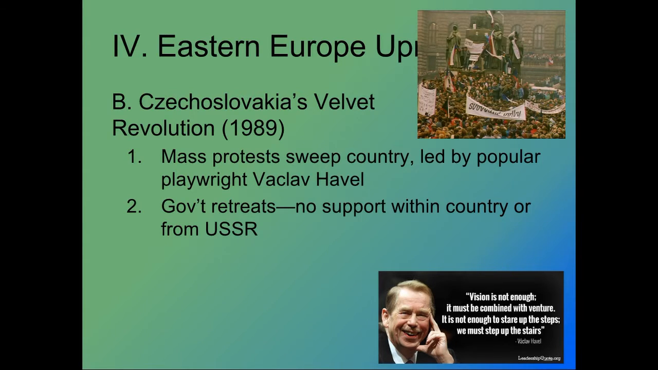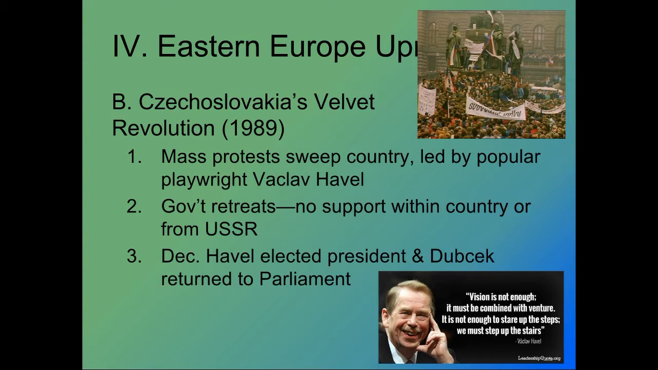As we talked about, the Soviet Union, their economy, they have no resources. They have no extra cash. So they can't. The Czechoslovakian government goes to Moscow and says, Moscow, we need help. And Moscow's like, you got to solve it on your own because we got nothing for you. By the end of the year, Vaclav Havel is elected president.